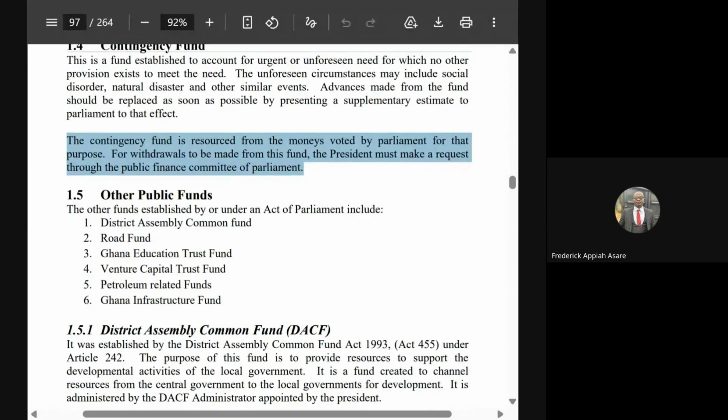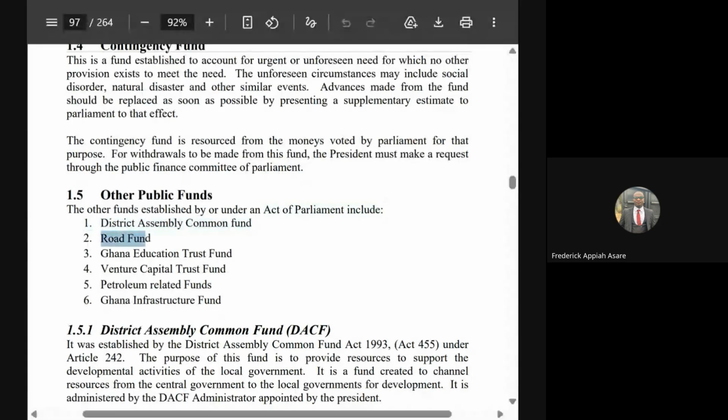Now let's look at other public funds. When I was reading the 1992 Constitution, I told you that aside from the consolidated fund and the contingency fund, there are other funds that the Constitution says an Act of Parliament will establish. Such a fund is the District Assembly Common Fund. It was established by an Act of Parliament.